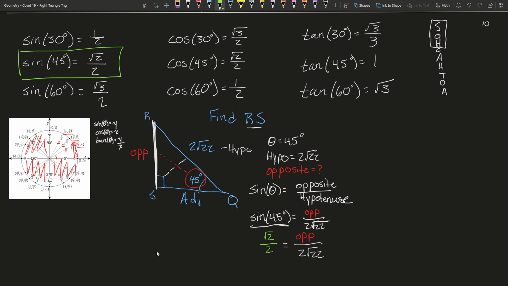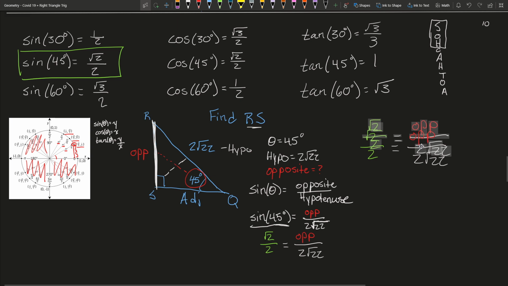And we would do that by multiplying both sides by the denominator on the right-hand side. So in order to get the opposite side by itself, we multiply by 2 rad 22 on both sides. One second.